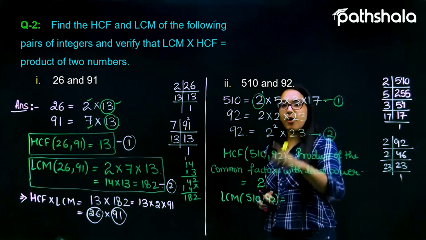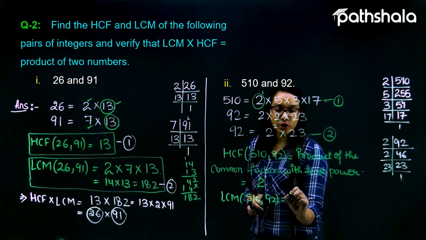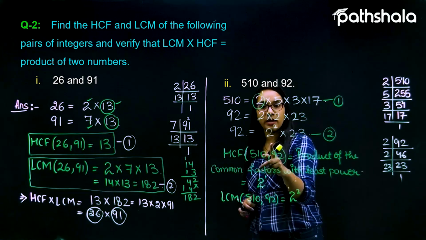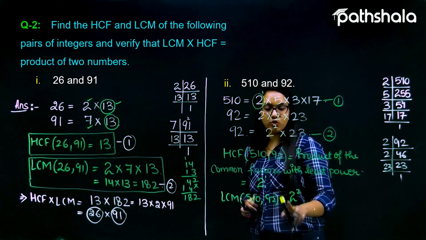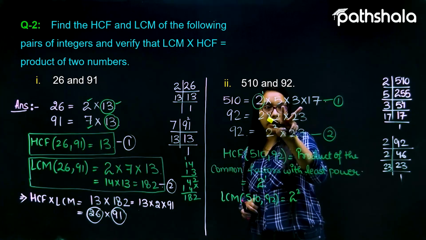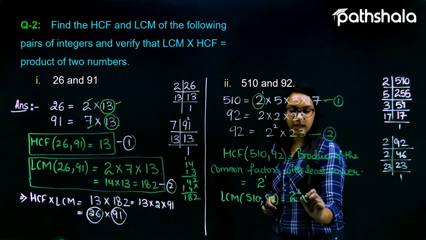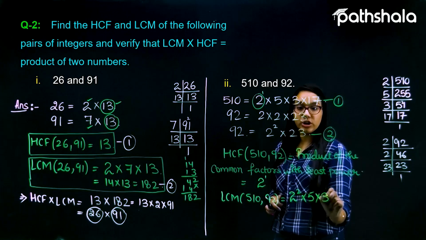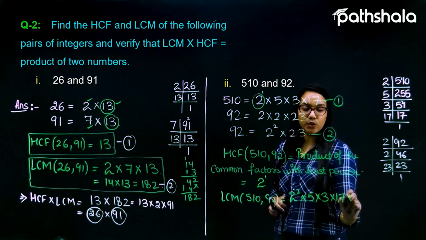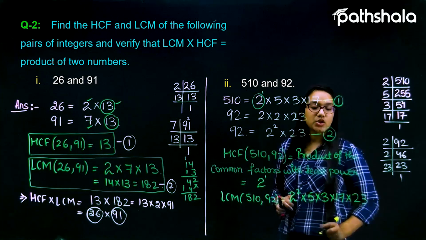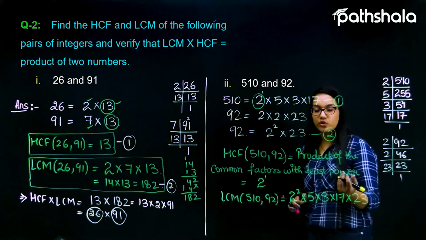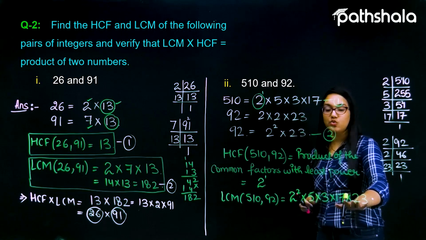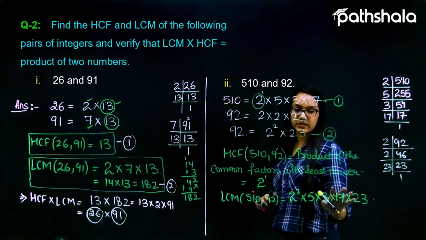So the LCM of these two numbers will be like 2 raised to the power 2 is the common one, and they do have the highest power of 2. So 2 raised to the power 2, and other factors as it is, we can take the multiplication of other factors as it is. So it will be like 5 into 3 into 17 into 23. So this is 2 raised to the power 2 into 5 into 3 into 17 into 23. So this is my answer.